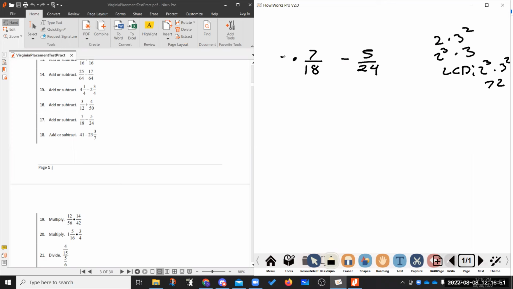That means I have to multiply by 4/4 here to get 72 in the denominator. And I have to multiply by 3/3 here to get 72 in the denominator. It gives me 28 minus 15 over the common denominator of 72, which will give me 13 over 72. 13 is not a factor of 72 because we have all the factors of 72 right here in our LCD. It's only made up of 2's and 3's. 13 is a prime number, so this is our final answer.